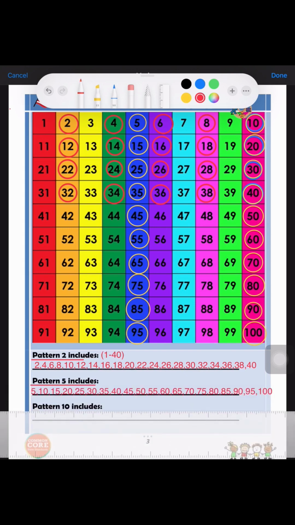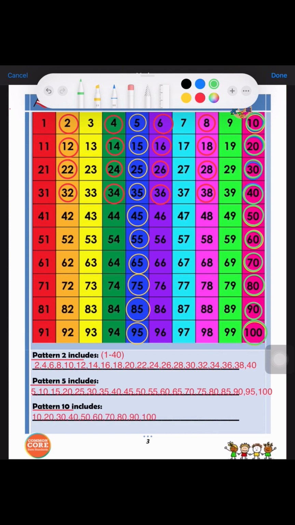And then we're going to find the patterns of 10, which means we need to skip counting by 10. So the first number should be 10. And then 10 steps forward is 20. And then is 30. And then is 40. And then is 50. And then is 60. 70. 80. 90. And the last one is 100. So these are the numbers in the patterns of 10.